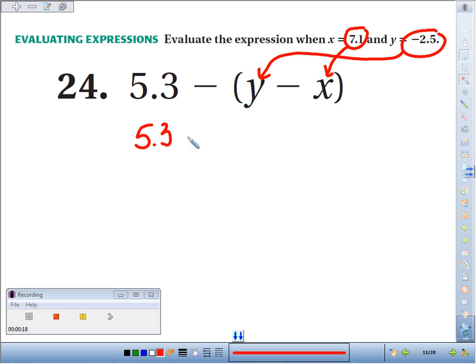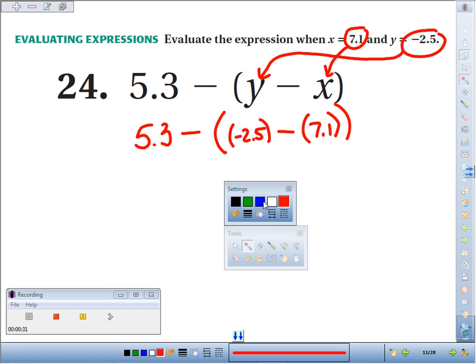5.3 minus y, which is negative 2.5, minus x, which is 7.1. Okay, now close the parentheses. So really, let's try to simplify. We got a lot of grouping symbols floating around, a couple minuses.